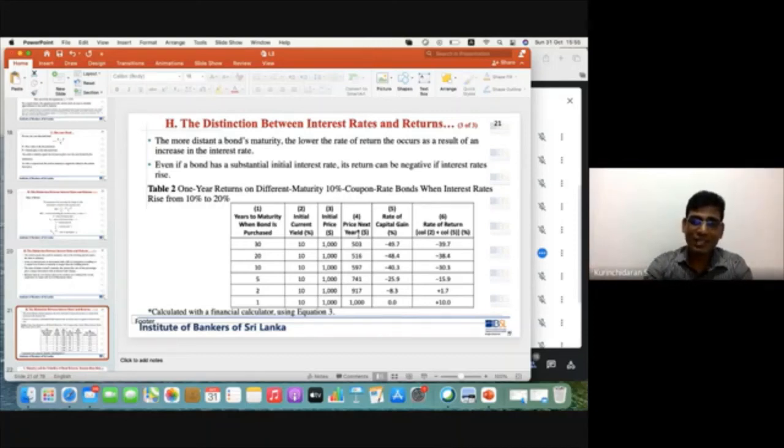So when the price goes down, the rate of capital gain is a loss, a minus that increases. Your rate of return includes the initial current yield, the coupon rate, together with this rate of capital gain or loss. So you will have these kinds of losses. Keep in mind that when the remaining maturity increases, you will accumulate more losses.